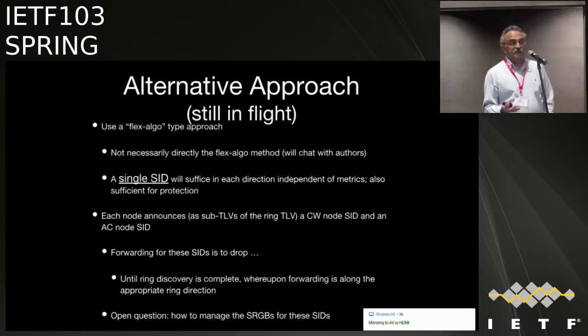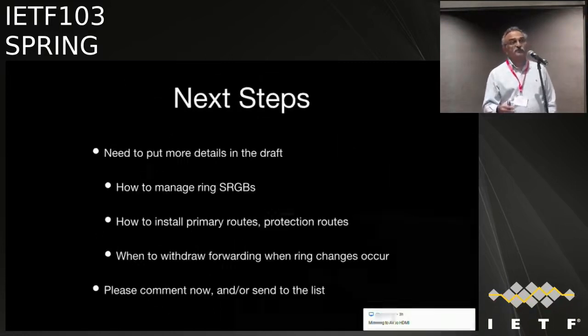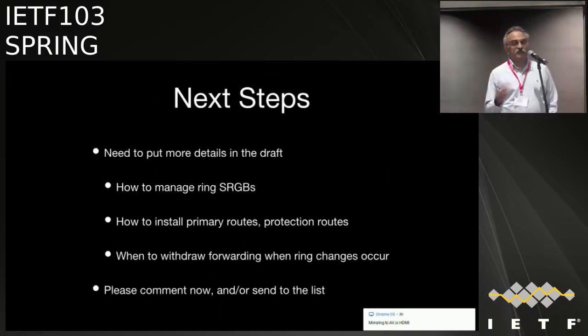So we need more detail in the draft, for sure. We need to bring this approach into the draft. We need to define how to manage in a better way SRGBs as well as node SIDs, or these clockwise, anti-clockwise SIDs. A few more words about how to install primary routes and protection routes, when to install them, when to remove them. For example, if the ring is being redefined. So if a ring change is occurring, maybe you should, again, drop all packets until everyone is clear on what directions.